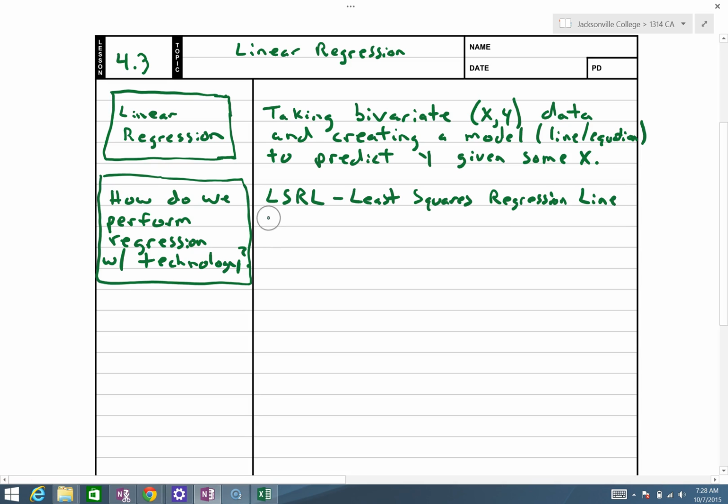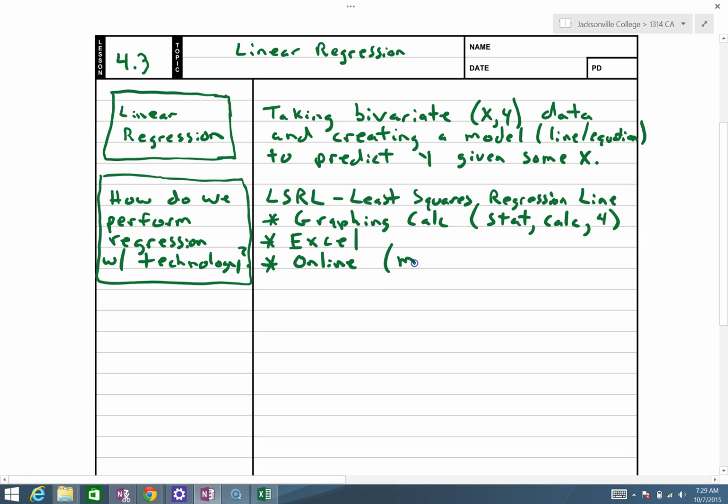You can make this with a graphing calculator. And if you have a TI-84, you may be familiar with the StatCalc4 process. If you're not, I will make a separate video that shows how you can use your TI-84 to produce this. You can do it in Excel. If you put some bivariate data in Excel, Excel will draw a nice trend line for you automatically. And then I'm going to show now an online version using something we've already seen, MetaCalculator.